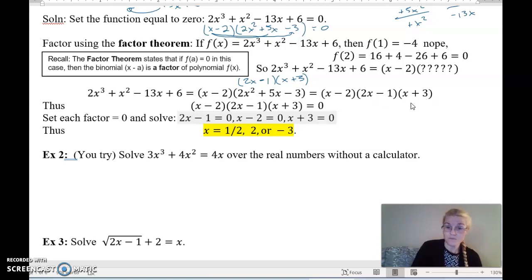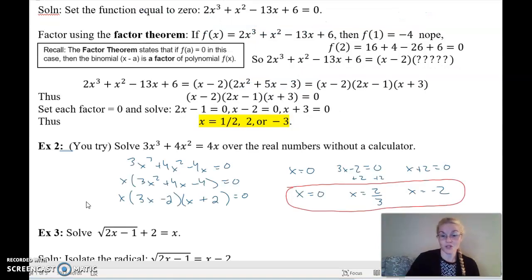and that's how it factors. So set each of these factors equal to 0, because once we set everything equal to 0, we're looking for the roots, the zeros, and solve, and you have x as a half, 2, or -3. So go ahead and pause this video right now, and you try. Solve this problem over the real numbers without a calculator.